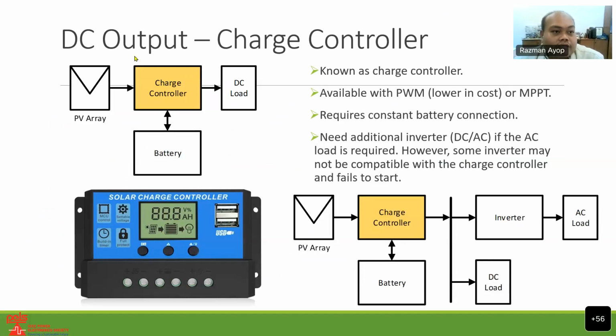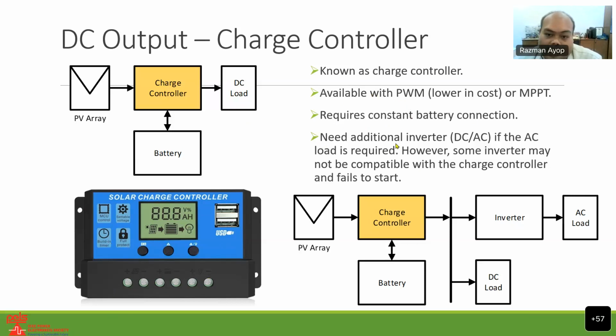You can see here, if you are focusing on DC output, you can just buy a charge controller. This is the PV, this is the charge controller, you have the battery and the DC load. Your load is fully DC. So this is known as a charge controller. It is available in PWM, which is lower in cost, and MPPT. It requires a constant battery connection. If you lose the battery connection, the system will shut down.